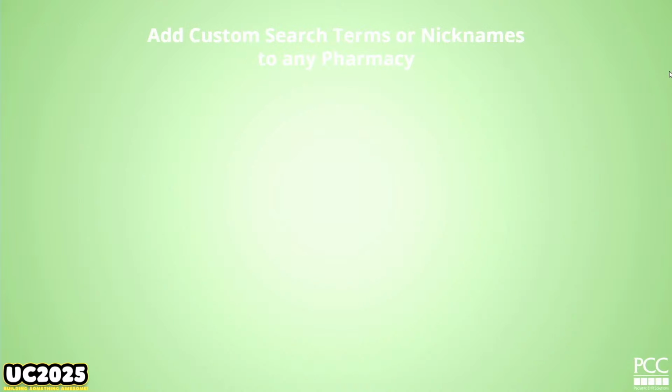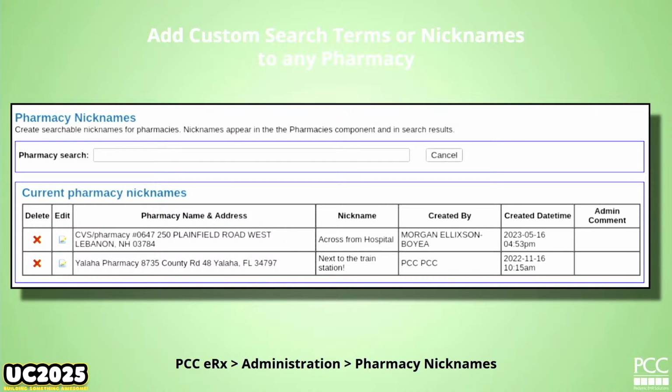Okay, first up. You can add custom search terms or nicknames to any pharmacy. So in your area, you probably say it's the CVS by the hospital, or it's the pharmacy next to the train station. You don't have to search around for these anymore. You can add secret little names to your pharmacies. All of this work will happen under administration. You pull this up, search for the pharmacy that you're having trouble finding, or the one you want to put a cute little nickname with, enter it and hit save.